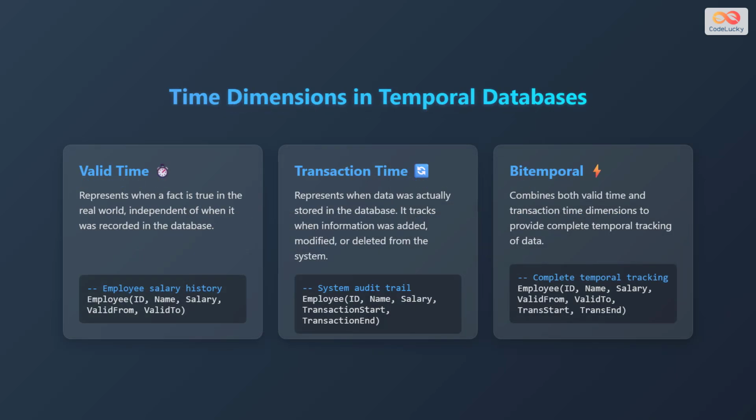Temporal databases use different time dimensions to track data changes. We'll discuss 3 key dimensions. First, valid time represents when a fact is true in the real world, such as when an employee's salary is actually in effect. Second, transaction time represents when data was actually stored in the database, like when a system audit trail was recorded. Finally, bitemporal databases combine both valid time and transaction time to provide complete temporal tracking of the data, offering a full history of changes.